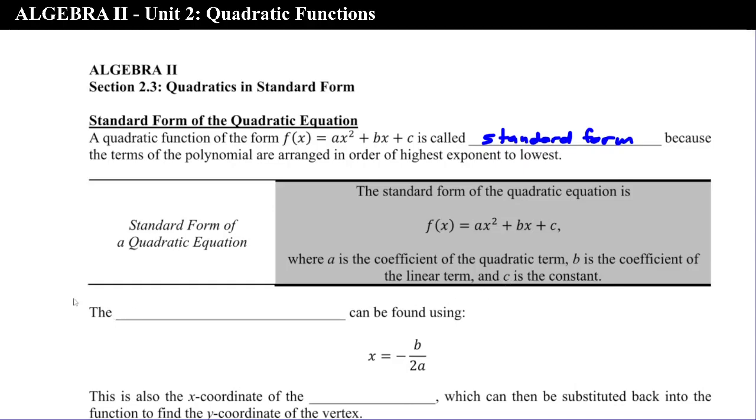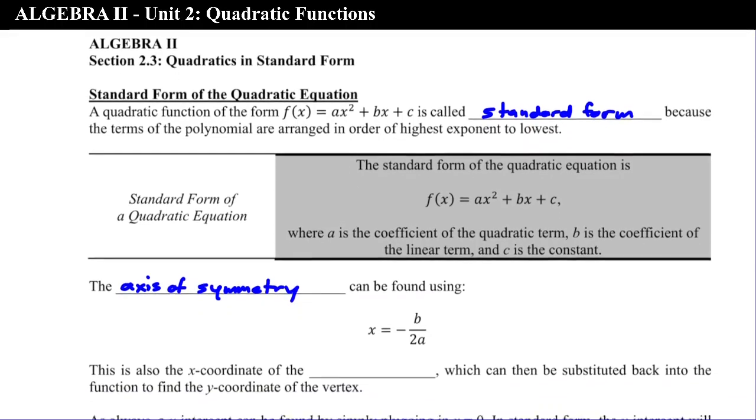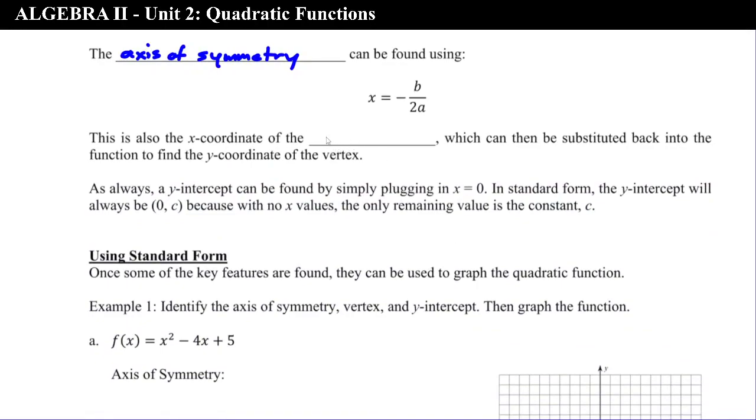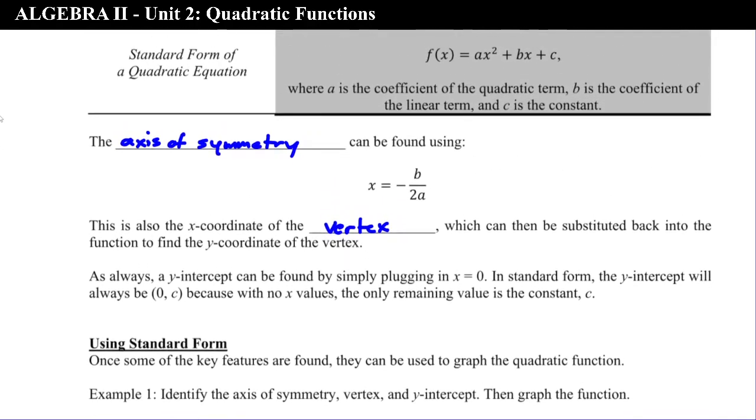Now the axis of symmetry, as with the last two forms, can be found by using a particular formula. And that formula is x equals negative b over 2a. So all you have to do is find your b, find your a, plug them in, and you can find what your x coordinate is for your vertex, and that happens to be your axis of symmetry. So, as I just stated, that is also the x coordinate of your vertex. You take that x coordinate, put it back into your original function, and you'll find the y coordinate of your vertex. And as always, the y-intercept can be found if you plug in 0 for x.